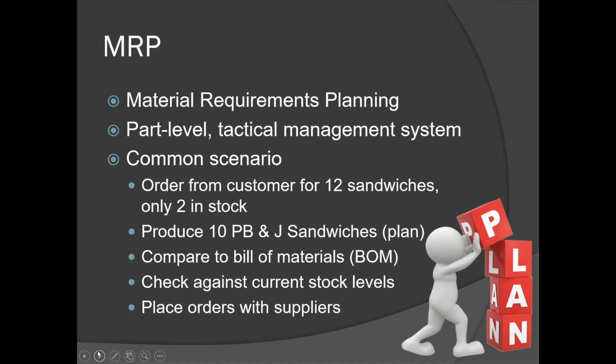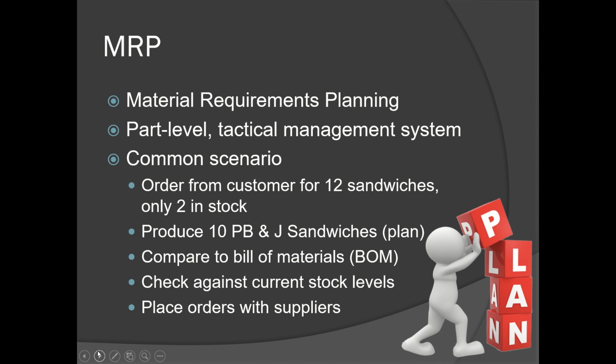So then you compare that to a bill of materials. Bill of materials basically says each sandwich contains these things, right? So a bill of materials for a peanut butter and jelly sandwich would be 2 pieces of bread, 4 ounces of peanut butter, and 2 ounces of jelly. That's a pretty weak sandwich, but we'll just go with it, right? So 2 pieces of bread, 4 ounces of peanut butter, and 2 ounces of jelly.